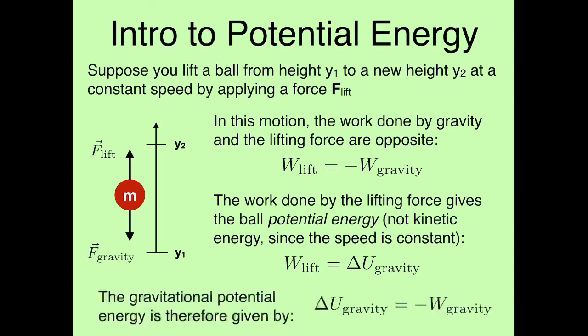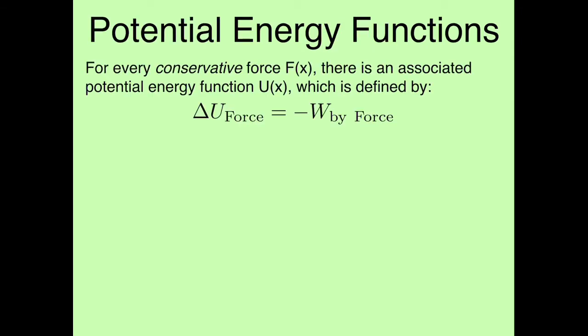Okay, and then we can take these two results and combine them, because I can, of course, replace W lift with minus W gravity. So if we do that over here, I'm going to have delta U gravity equals minus W gravity. What that's saying is the change in potential energy, delta U, for gravity, is equal to minus the work done by gravity. Now, delta U equals minus W is not something that just applies to gravity. It actually applies in general when we have a conservative force.